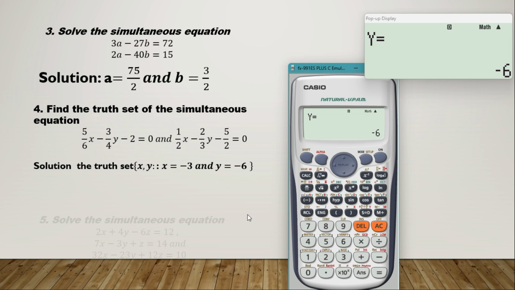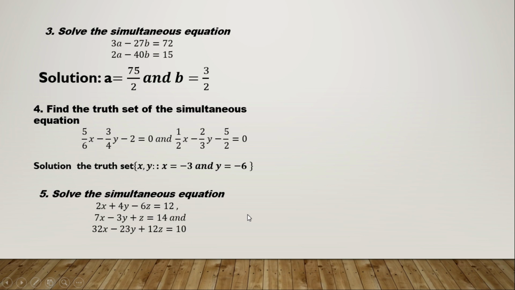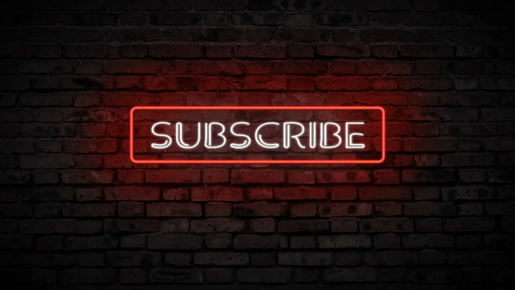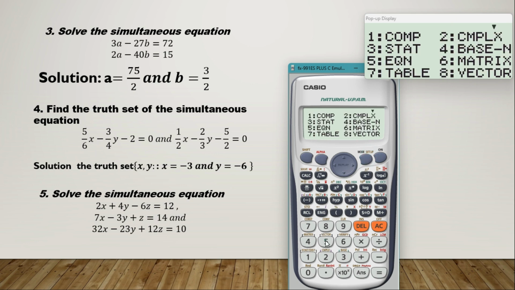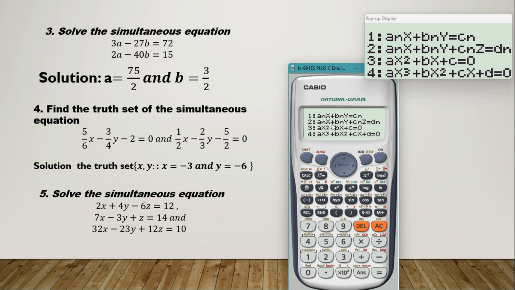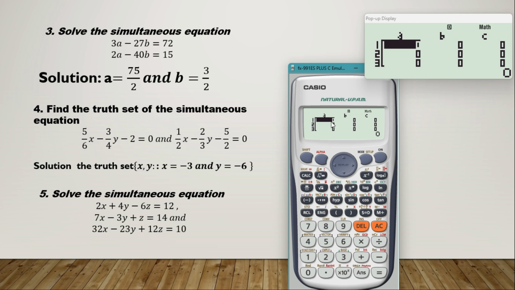The next example, solve the simultaneous equation. So this one is an equation involving 3 variables. If it's 3 variables, we have to change our equation, press mode 5, and then this 2 is the one involving 3 variables. So you see that they have given me 3 quadrants. Now I type in the function. So the first value is 2, that's the coefficient of x, positive 4, the coefficient of y, and negative 6, the coefficient of z, which is equal to 12.